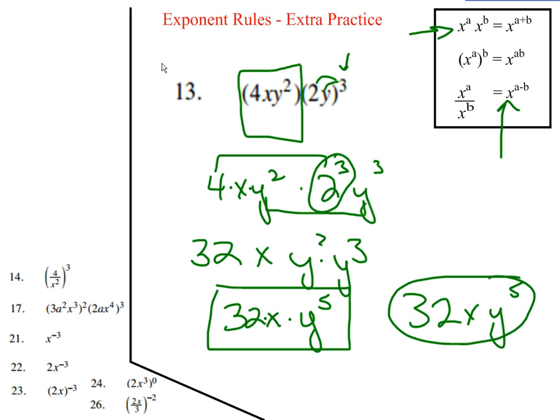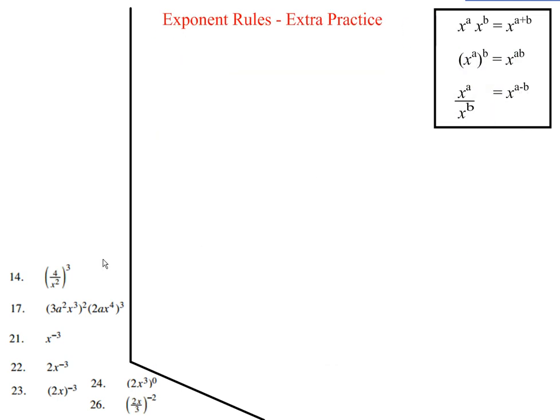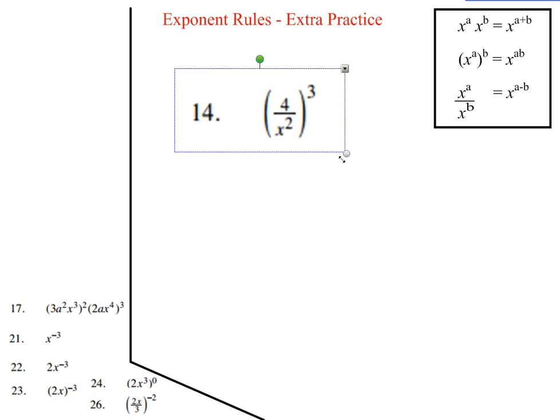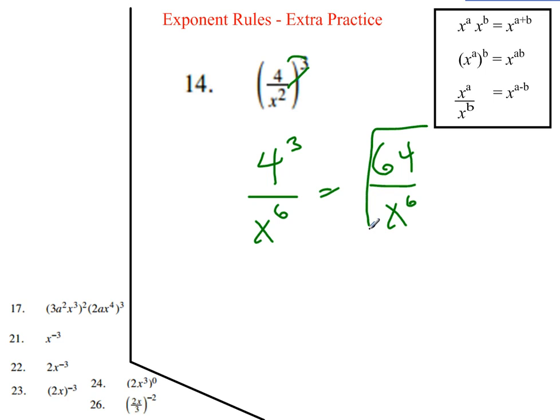Oops. Let's try that again. And 14. That 3 goes on both parts. Boom, boom. So it's 4 cubed over x to the 6th, because you multiply them. So that's just 4 times 4 times 4 over x to the 6th. Can't really do anything else with that.